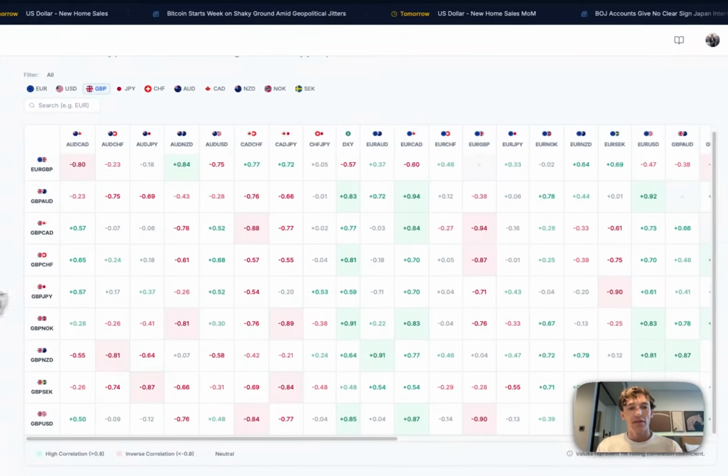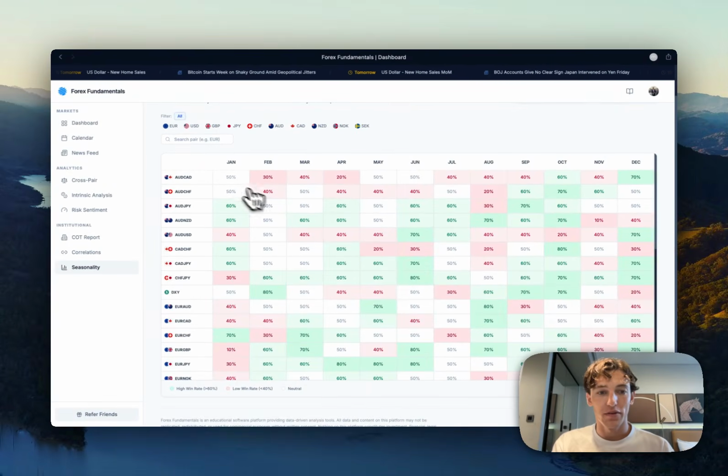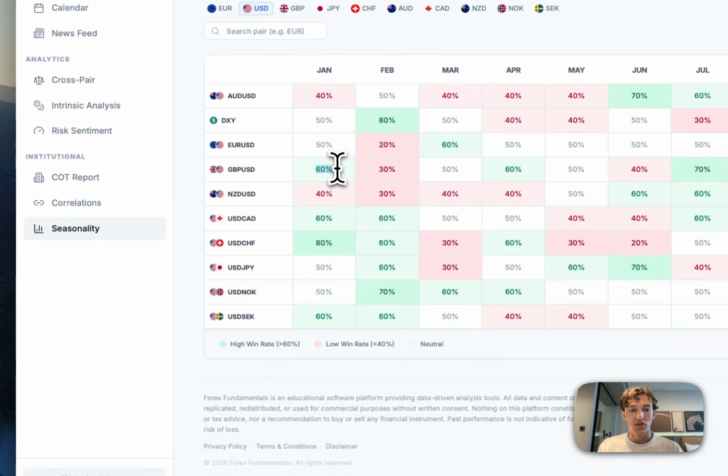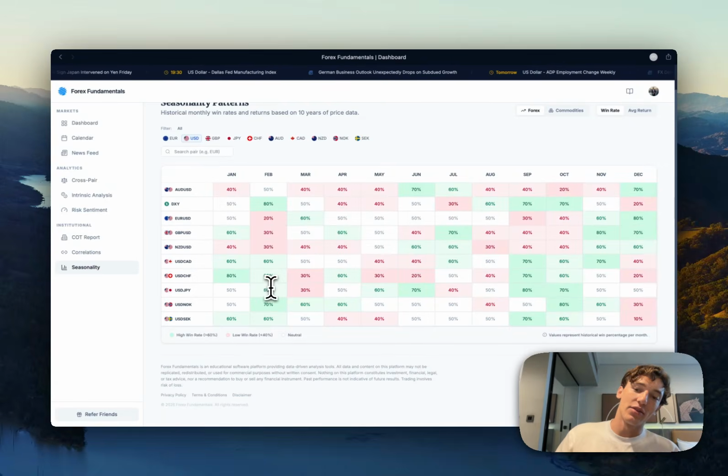Okay, and then finally we have the seasonality. Pretty straightforward, but you can check what the seasonality of your given pair is. For example, the dollar pairs in January, we see GBP/USD is on average a very good month. USD Swiss is on average an 80% bullish month. So that's really interesting to see what the past has done on my instrument, to add it as an extra layer.